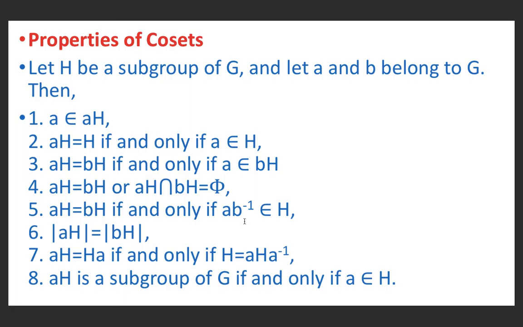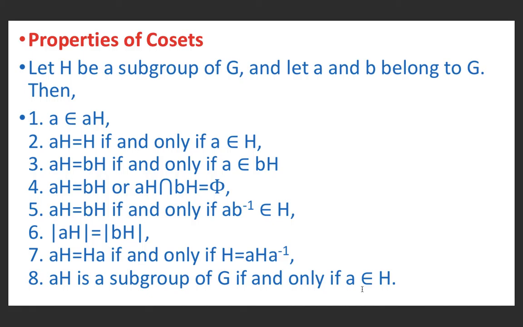Now the seventh property is AH equal to HA if and only if H equal to A inverse H A. So the seventh property is analogous to the fifth property in that it shows how a question about the equality of a left coset and right coset of H containing A is equivalent to a question about the equality of two subgroups of G. Now the last property is AH is a subgroup of G if and only if A belongs to H. It means that H itself is the only coset of H that is a subgroup of G.